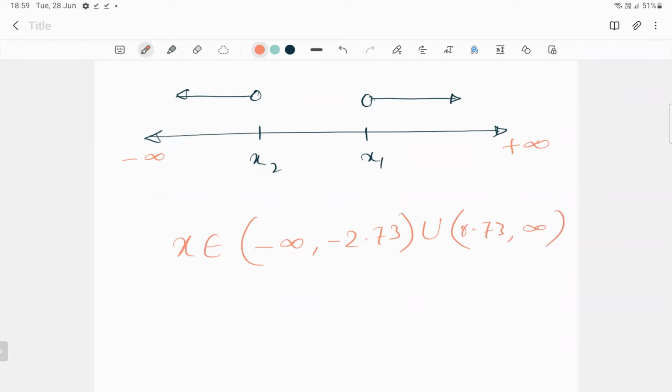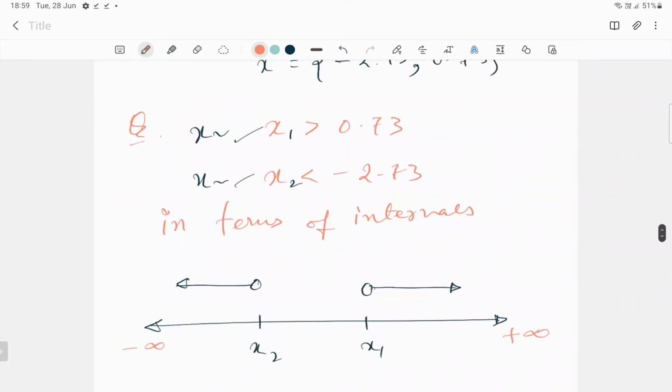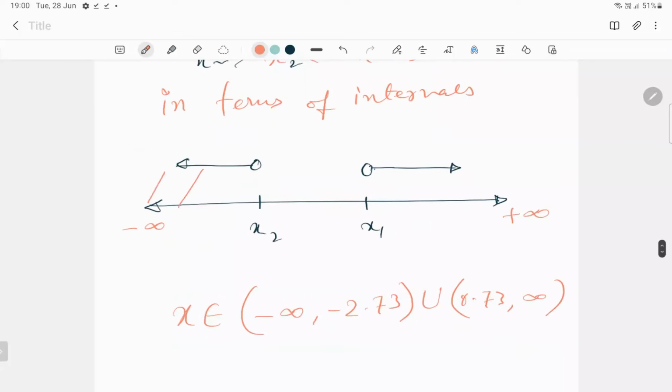Anyone having any doubt? See, x is greater than 0.73 and x is lesser than minus 2.73. We have to write only this. We are excluding this part. The x value does not belong there, it belongs only here or here. Can you write in terms of interval?